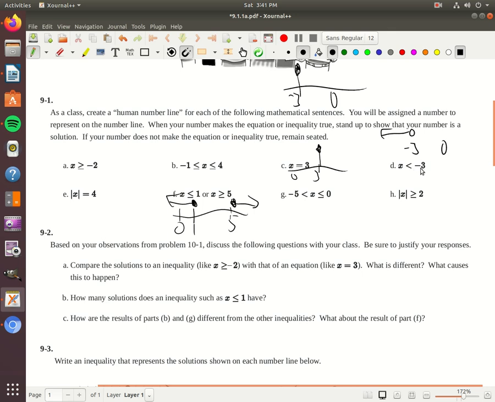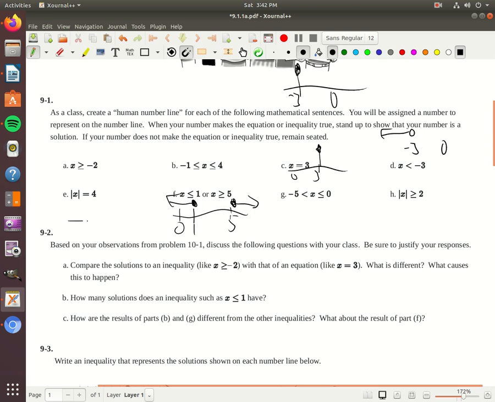Is 0 smaller than negative 3? No, 0 is bigger than negative 3. So 0 is not going to get a closed circle. So everything on this side is false. Everything over here is true. Again, the boundaries separate the good answers from the bad answers. So if you know 0 is a bad answer, everything over here must be a bad answer. Everything over here must be a good answer. That's how that's going to work.